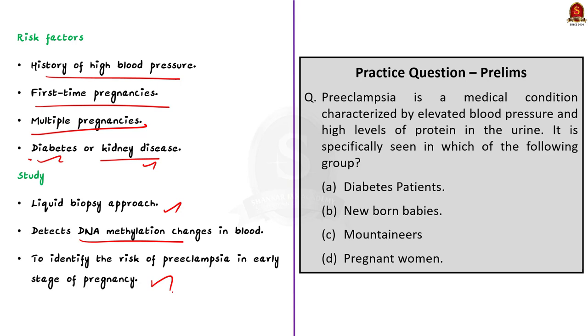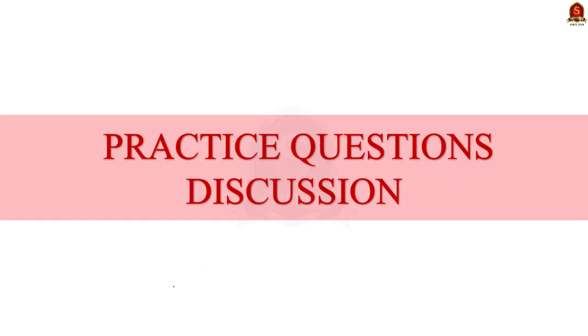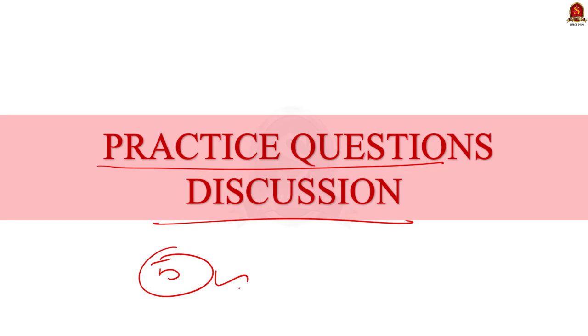Okay, so that's all regarding this discussion. In this discussion, we saw a few points about a disease called preeclampsia. With this, we have come to the end of the news article discussion session. Now, let us take up the practice prelims questions. We have 5 practice prelims questions today. Let us see them one by one.